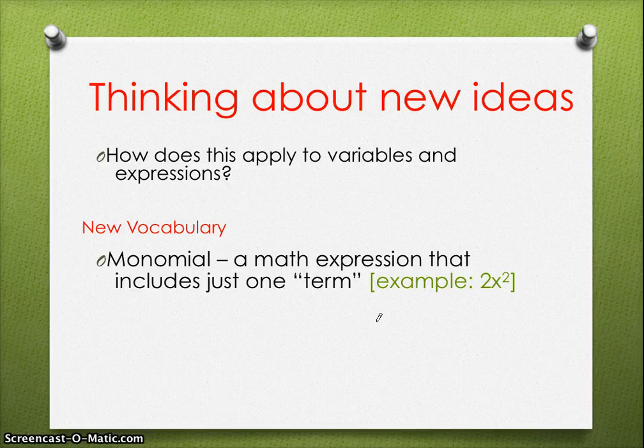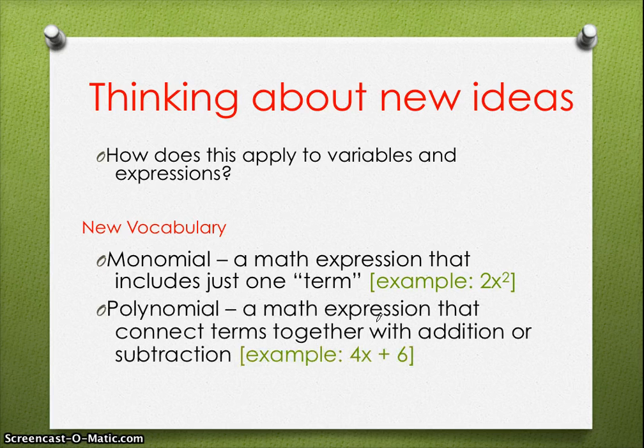So in my example, I have 2x squared. I have a bunch of letters and numbers in that one single term, but it's still considered a monomial because there's only one expression. Whereas a polynomial is an expression that has a bunch of these monomials put together with addition or subtraction signs. For example, 4x plus 6. 6 is a monomial, and 4x is a monomial. When we put them together, we have a polynomial.